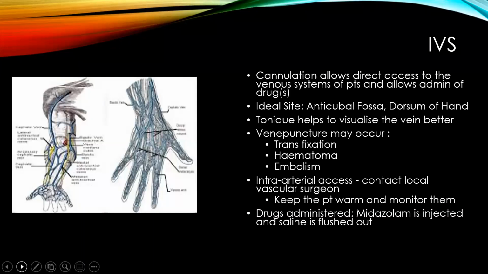So, moving on to intravenous sedation. This is a cannulation route which allows direct access to the venous systems of patients and allows administration of drugs. The ideal site is the antecubital fossa or the dorsum of the hand. Some of the specific veins to look out for are the cephalic vein, median cubital vein, and basilic vein. A tourniquet helps to visualize the vein better.